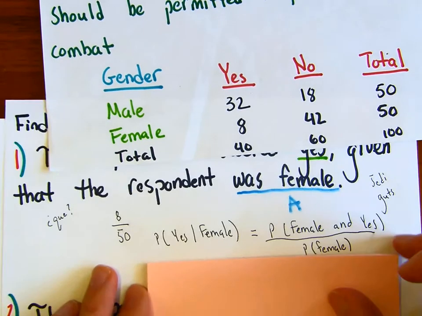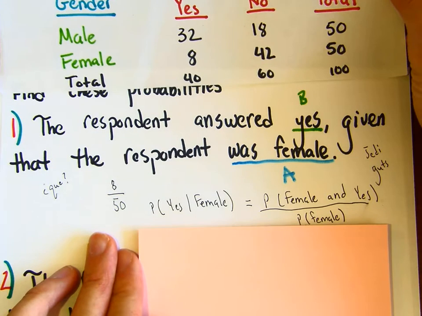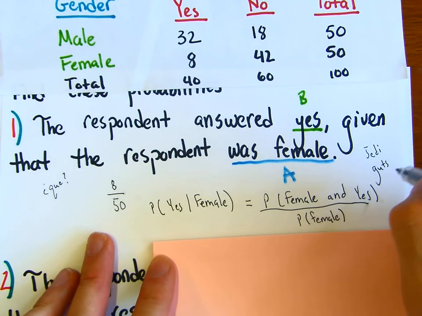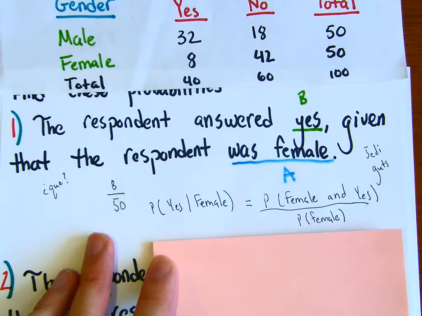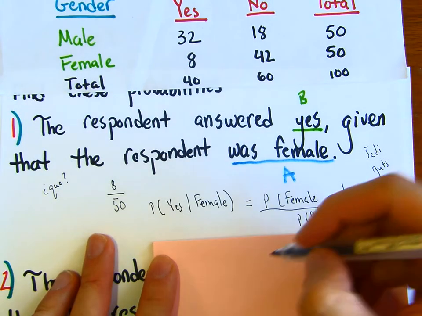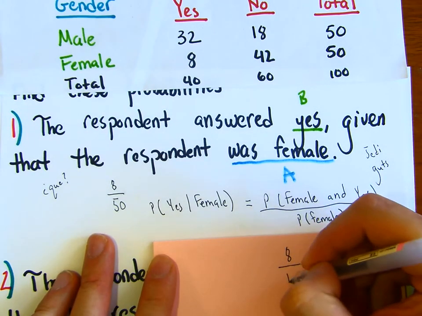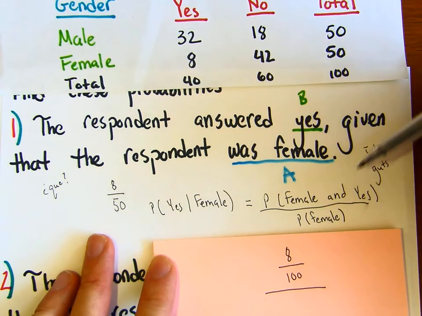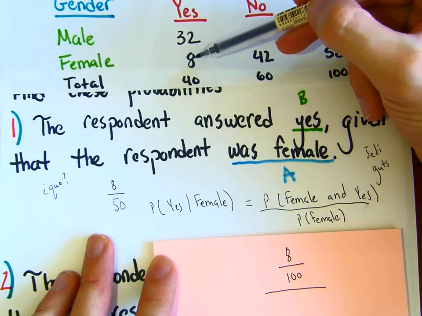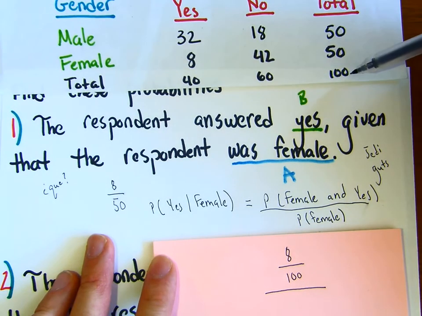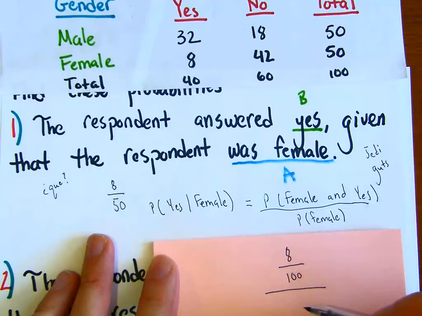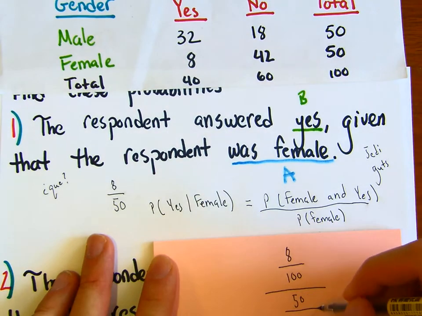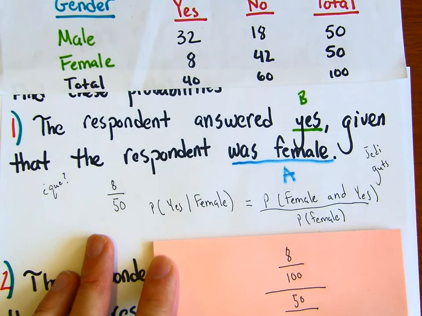Let me fix the camera angle here. This is better. Okay, looking at this over here. Probability of female and yes. How many females did say yes? It is 8 over 100. There are 8 females who said yes out of the 100 people. Okay, but what's the probability of getting a female? Notice that there are 50 out of 100 females.